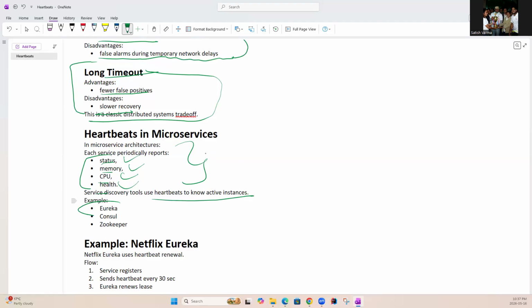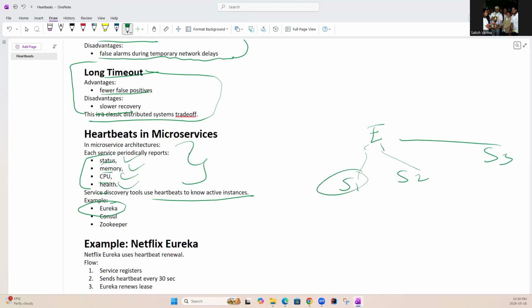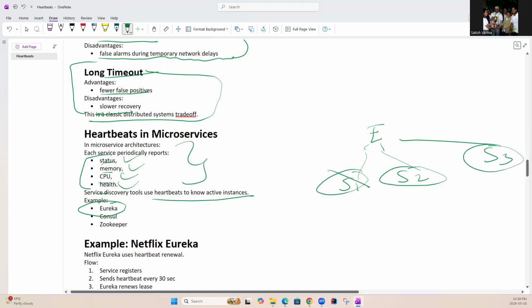Just like in Eureka. We have three services, and we register our services with Eureka. Suppose we have three services, we register them. It will check: S1 alive, alive, alive. If no heartbeat, it means S1 is dead. It will get unregistered.